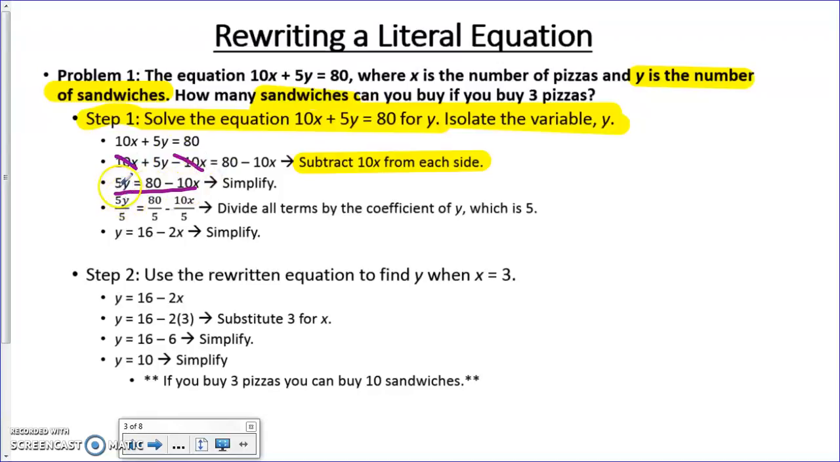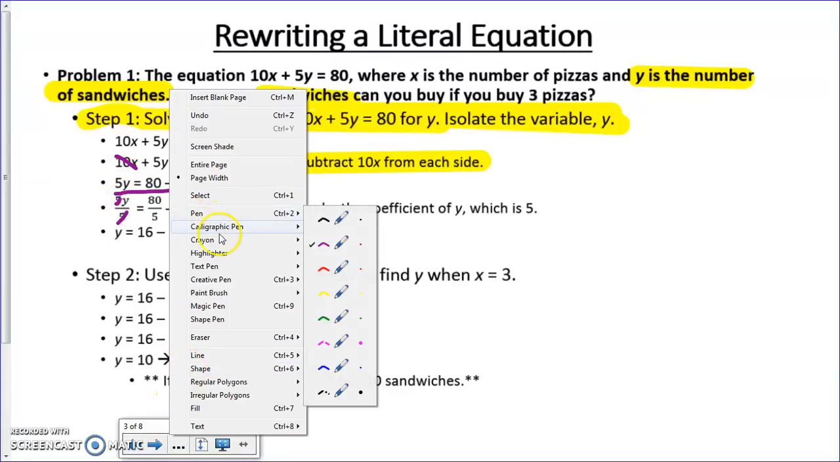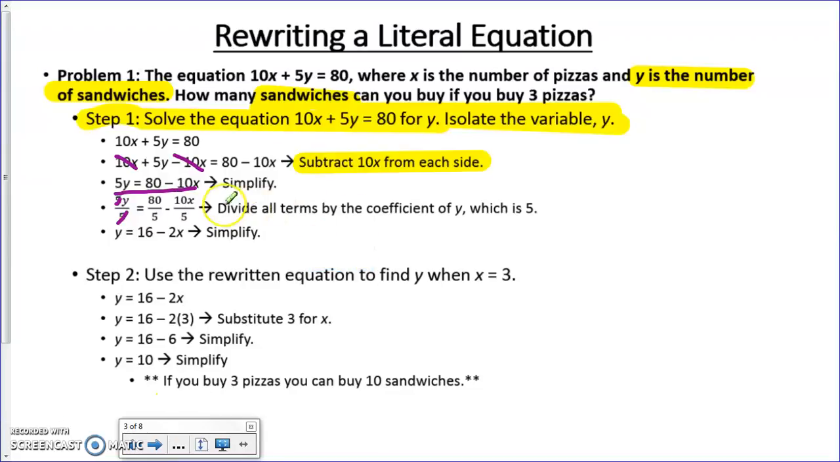How do you get rid of the coefficient in front of y? Right now this is multiplication. Using inverse operations, you're going to divide all terms by the coefficient of y, which is 5. When you simplify, 80 divided by 5 is 16, 10x divided by 5 is 2x, so y equals 16 minus 2x.